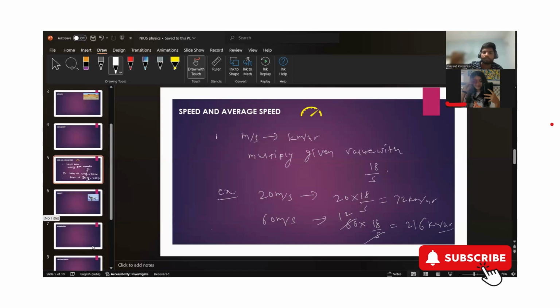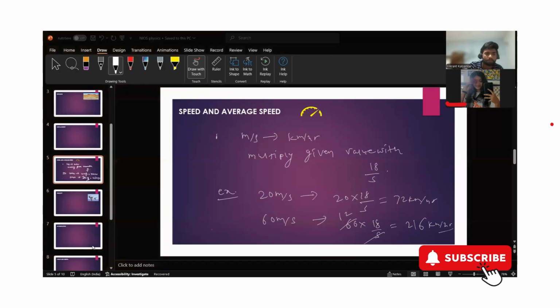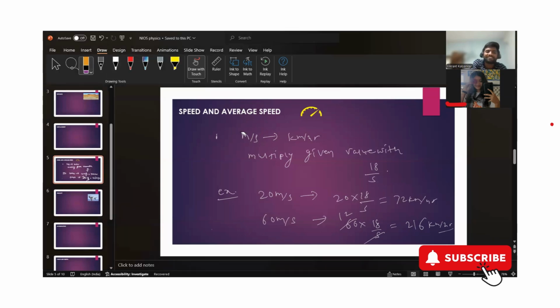Okay, are you done with writing? Just write it down. So this is all about speed. Now we'll be discussing average speed. Do you think there is any difference between speed and average speed? There must be a difference. There is a difference, that's why I have written it there. So what is the difference between speed and average speed?